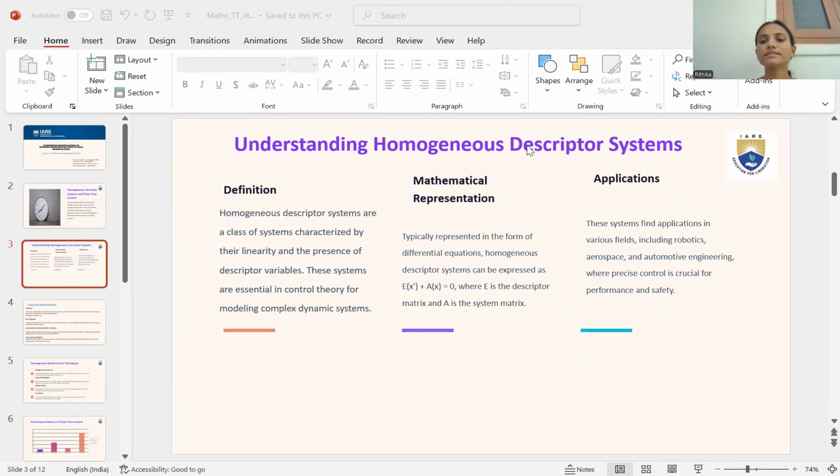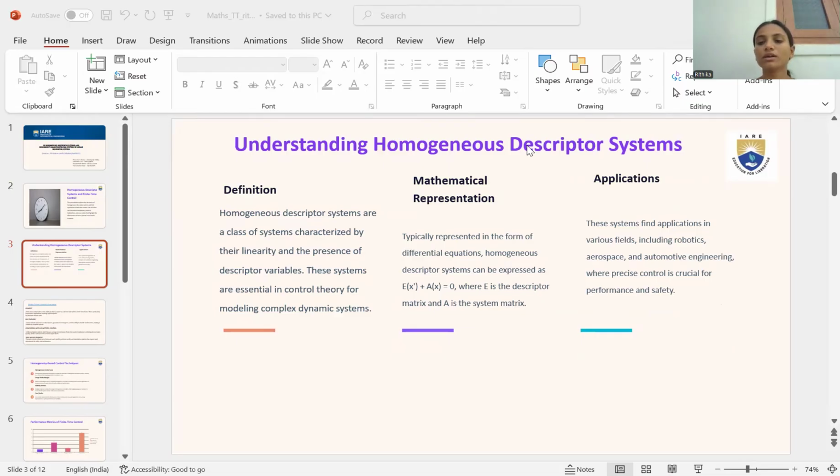Understanding homogeneous descriptor system. Definitions. Homogeneous descriptor systems are a class of systems characterized by their linearity and presence of descriptor variables. These systems are essential in control theory for modeling complex dynamic systems.